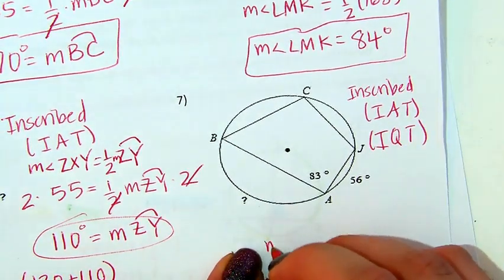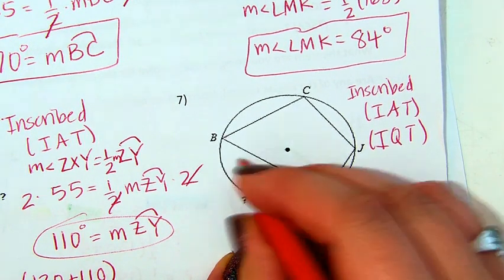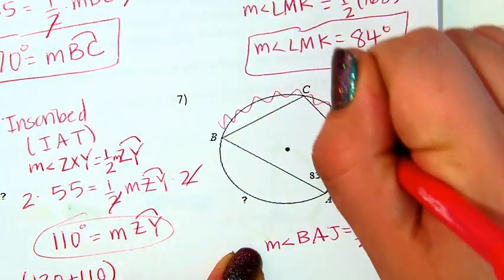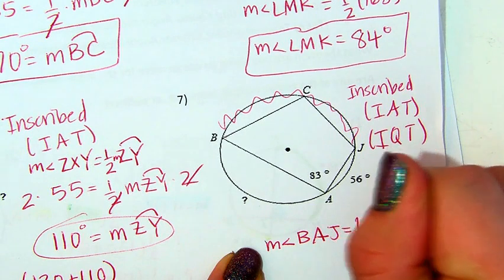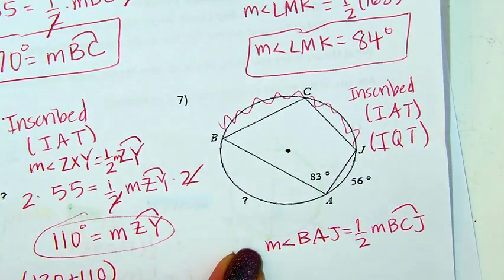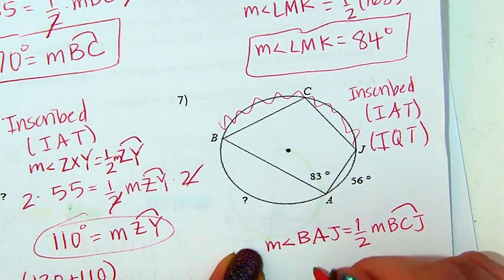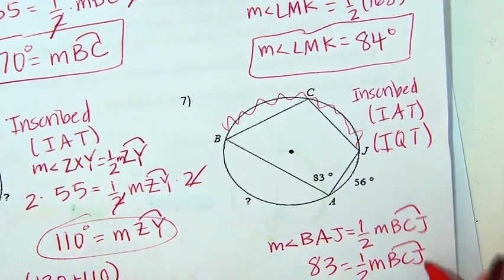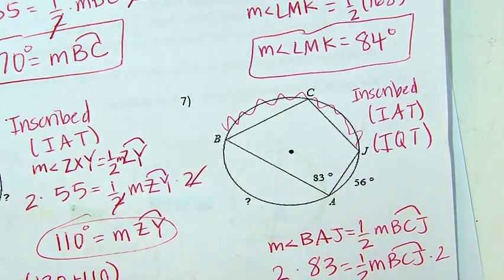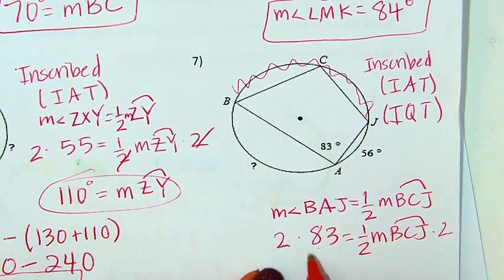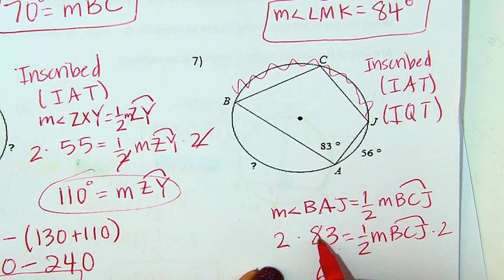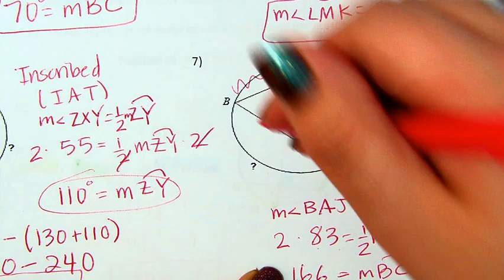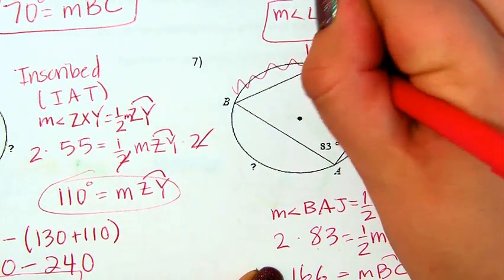Inscribed angle theorem says the measure of angle BAJ is going to be equal to half of the arc from B to J, BCJ. So here we end up with 83 equals 1/2 of the measure of BCJ. If we multiply that by 2, we get 83 times 2. So 3 times 2 is 6. 8 times 2 is 16. 166 equals the measure of BC, which is this upper piece here. This whole thing is 166.